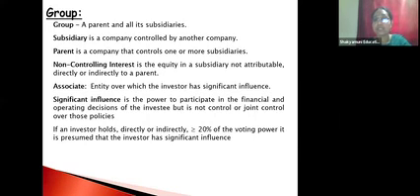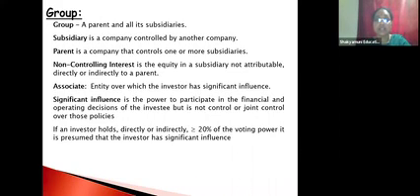Not a major influence, but it is said to have significant influence. If a shareholder has just 10% or 5% or 1%, then they don't have much significant influence. But if a company holds equal to or more than 20% but less than 50%, then it is presumed to have significant influence. That company is called an associate, and there is a separate accounting treatment for this associate that we will discuss in later slides, how to do the accounting and all.